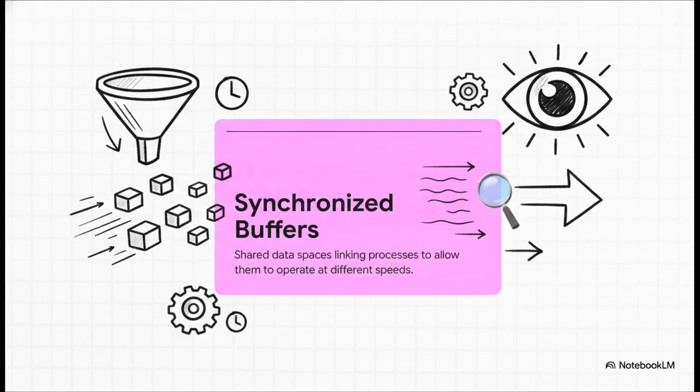In high-speed systems, data is flying in incredibly fast. A synchronized buffer is a shared data space that safely links our sequence of concurrent processes. It allows a producer process, which is collecting the data, and a consumer process, which is analyzing the data, to operate at slightly different speeds without losing any of that critical high-speed data. It acts as a safe, highly controlled waiting room for your information.